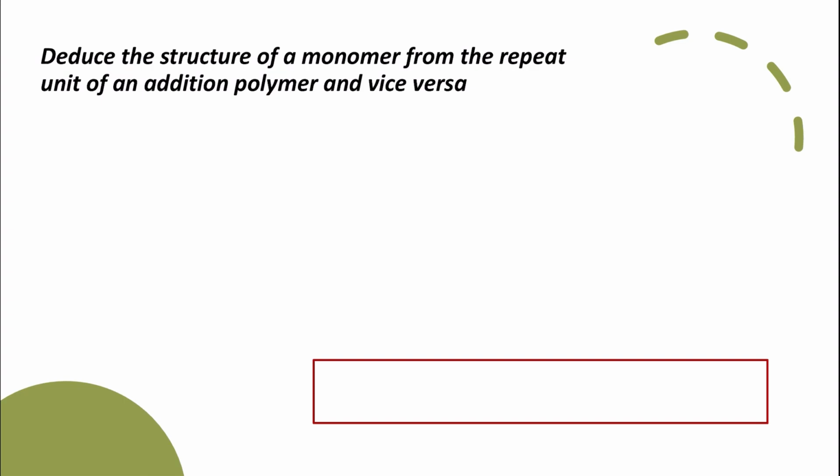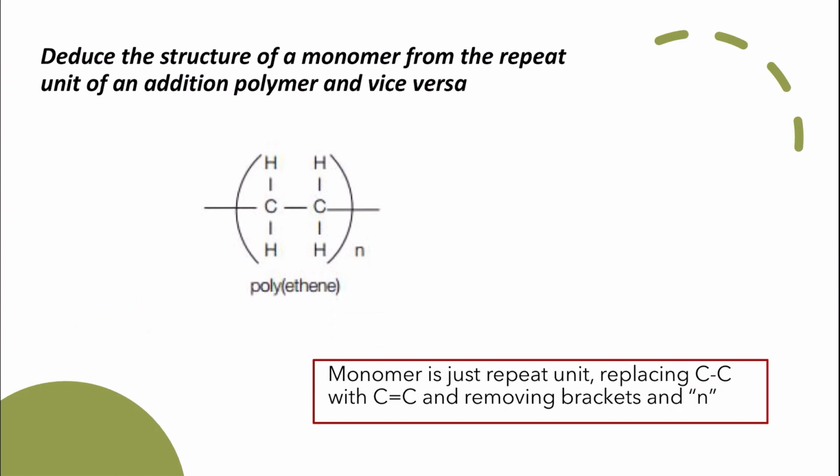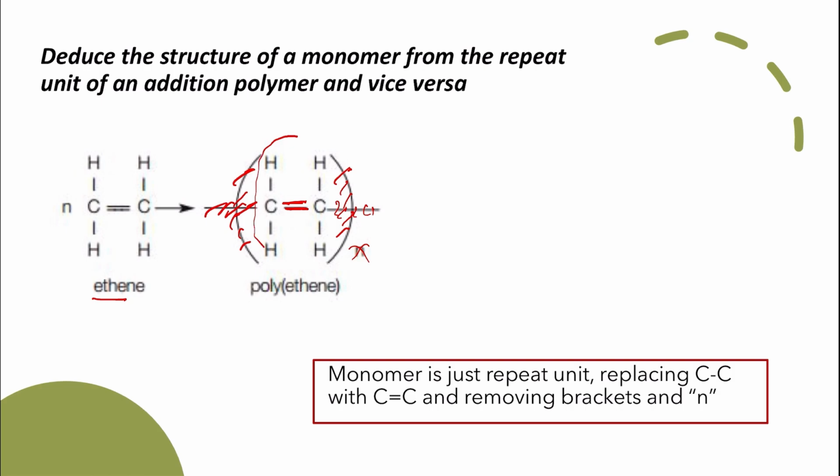Sometimes in your exam, you will be provided with the structure of the addition polymer and asked to draw the monomer. How can you do this? Take polyethene that we had here. Remember that the monomer is just the repeat unit. All we need to do is replace the single bond between the two carbons in the main chain with a double bond, remove the extra single bonds on both sides, and remove the brackets and the letter n as well. So you end up with ethene. The monomer here is ethene.